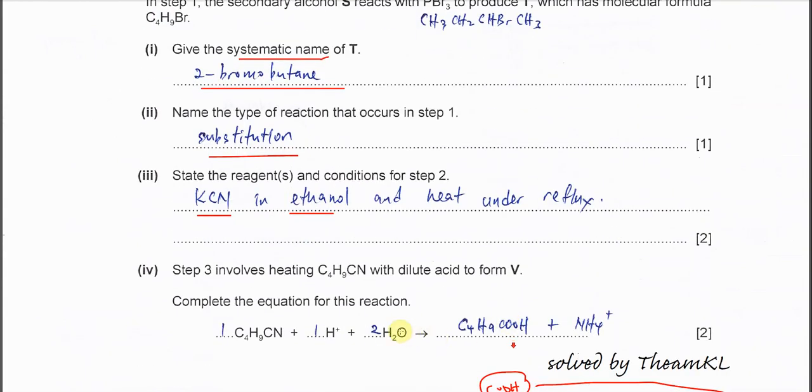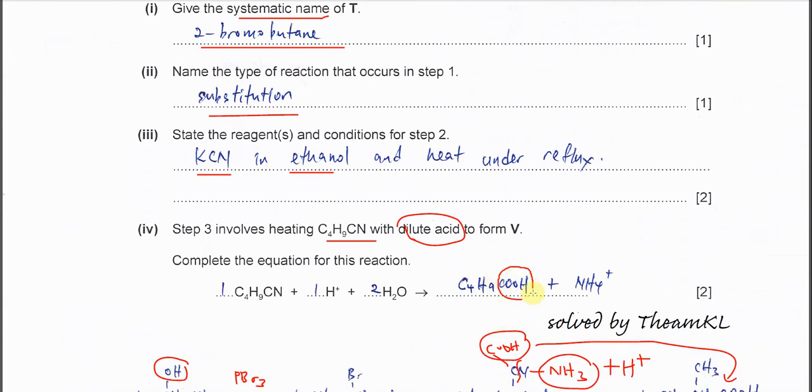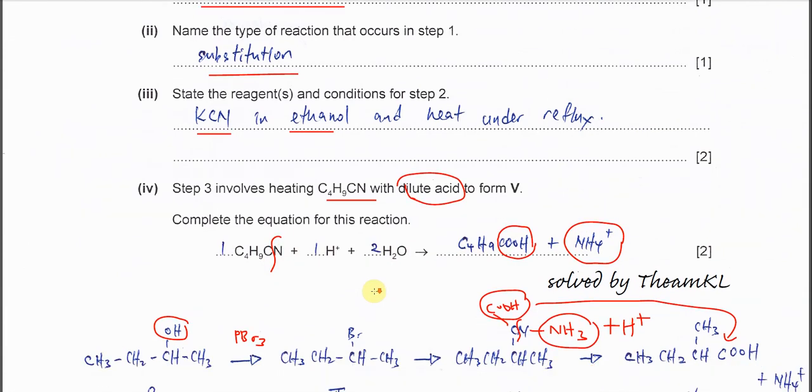Step 3 involves heating of this nitrile with dilute acid to form V. So I told you just now, it forms carboxylic acid. So you just need to put C4H9COOH, meaning this one breaks. So this one will form the carboxylic acid, and this one forms ammonia, reacts with acid, forms ammonium. Right, so just balance it, 1, 1, 2, and you get the answer.